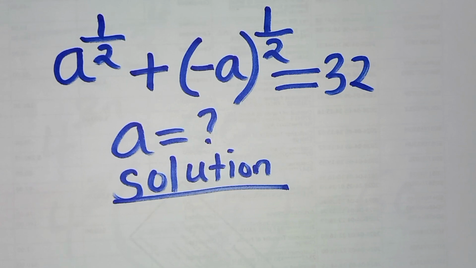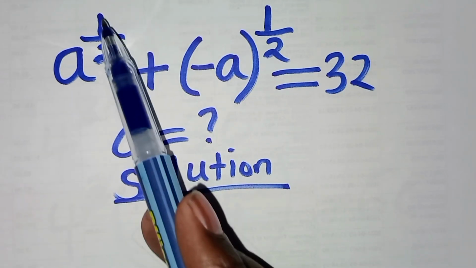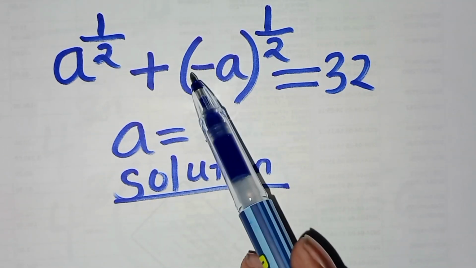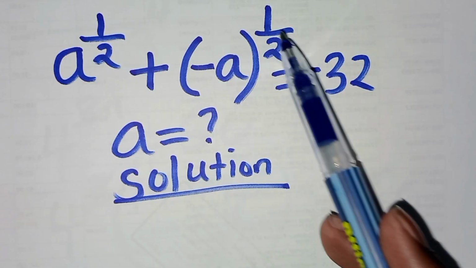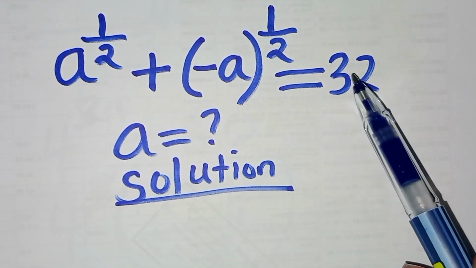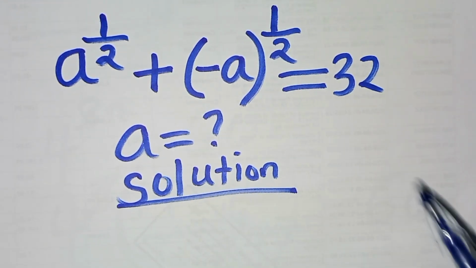You're welcome to provide a solution to this algebra problem: a to the power half plus negative a to the power half is equal to 32. So what is the value of a?